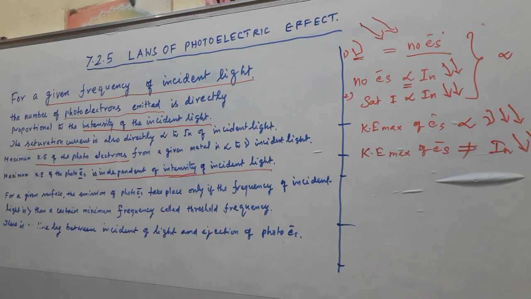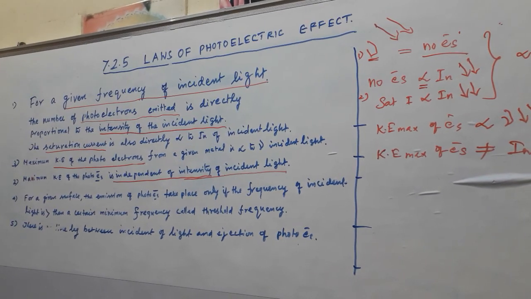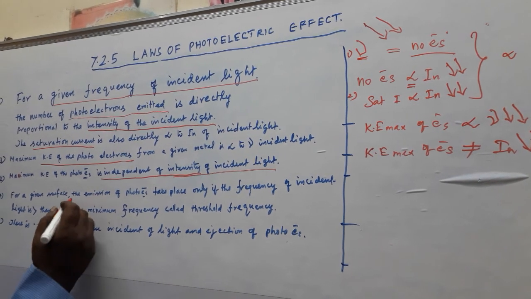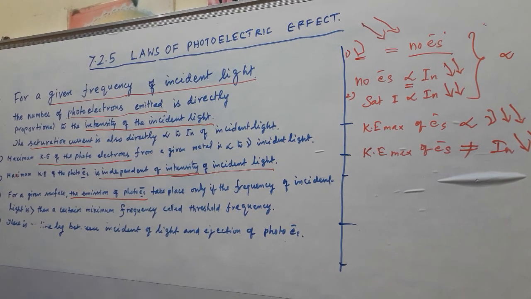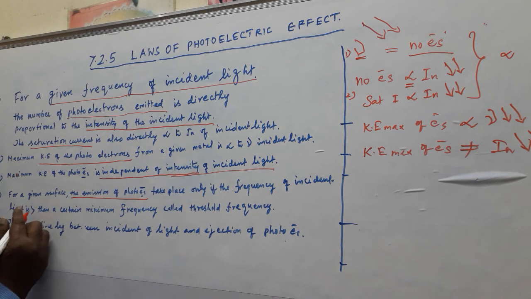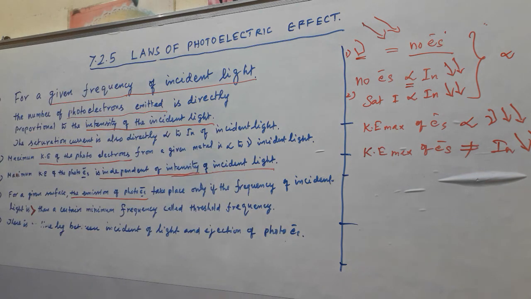The fourth law of photoelectric effect. For a given surface, whatever metal it may be, the emission of photoelectrons takes place only if the frequency of incident light is greater than a certain minimum frequency called threshold frequency.